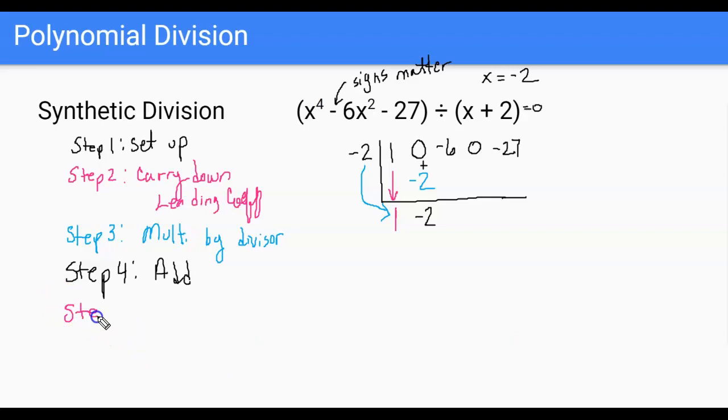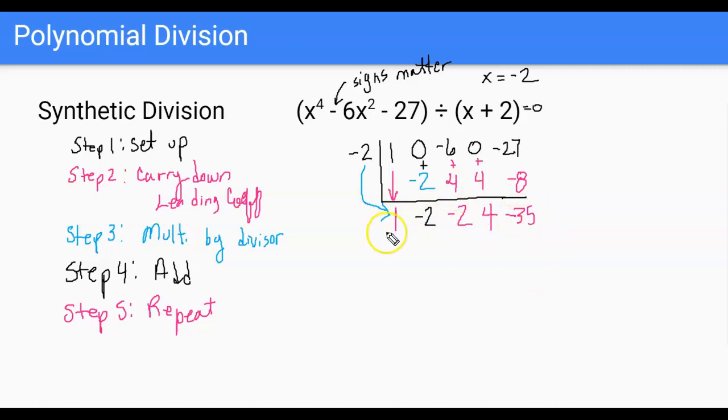And then step 5 just told us to repeat this process. So we're going to repeat the process. So I'm going to say negative 2 times negative 2, which is positive 4. And when I add negative 6 and positive 4, I get negative 2. Negative 2 times negative 2 is positive 4. And when I add 0 to 4, I'm going to get 4. And then negative 2 times 4 is negative 8. And when I add negative 27 and negative 8, I get negative 35. And so this gives me numbers.